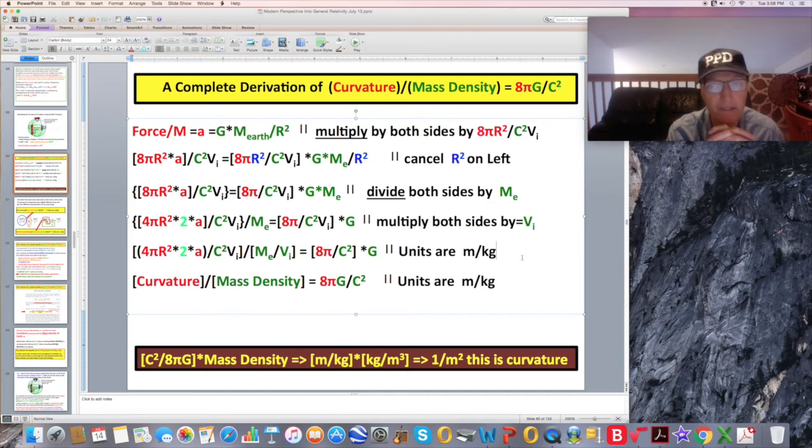So what I just did is I multiplied both sides by the initial volume. And now I've isolated on the right-hand side 8 pi divided by c squared times g. So it's 8 pi g divided by c squared. That's what we're looking for. You see on the top there, we've got the right-hand side, and on the left-hand side, we have the expression, which is 4 pi r squared times 2.